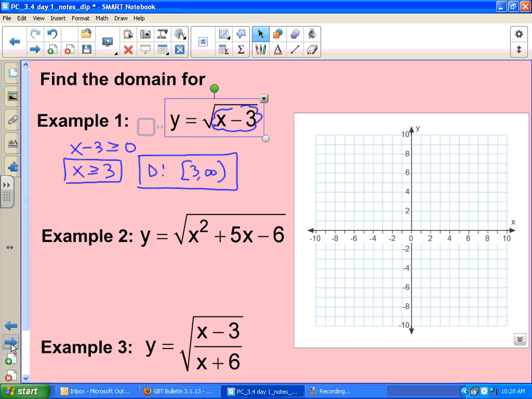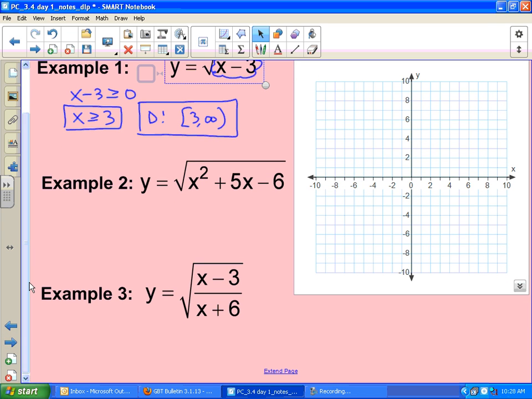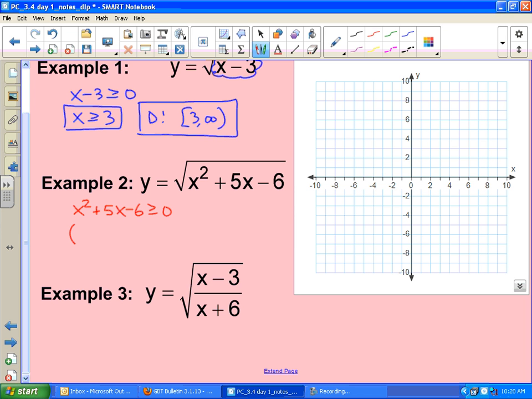Okay, now the rules don't change. Second problem, I'm still under a radical. I do the same thing, but this one gives me 2 x's, so now I got to sign chart this one. Right? Sign chart this guy. Help me factor it. What am I going to do when I factor x squared plus 5x minus 6? Because this has to be greater than or equal to 0. So what's it break down to? Good, x plus 6 times x minus 1 has to be greater than or equal to 0.